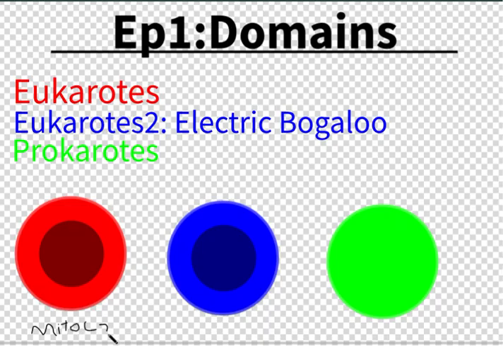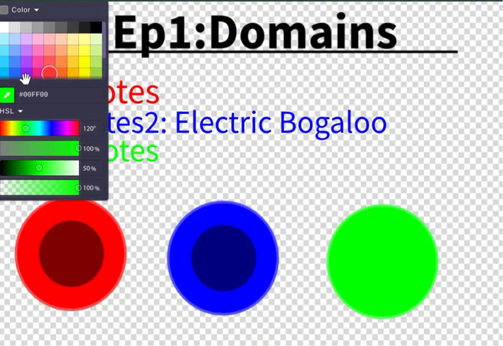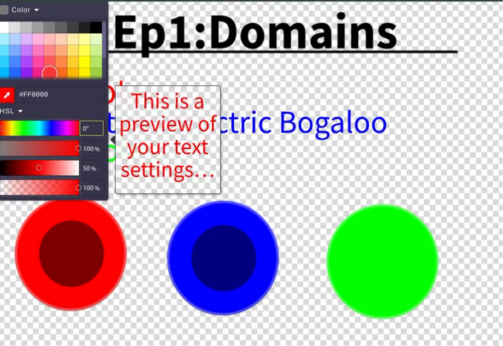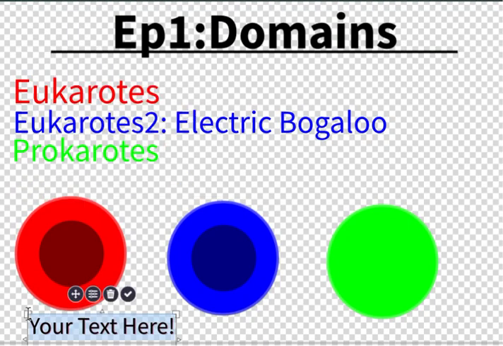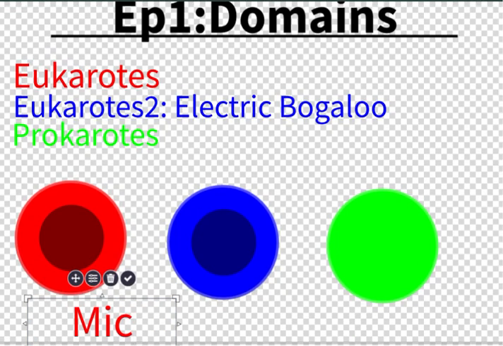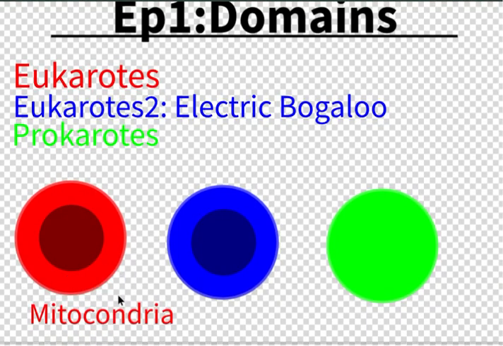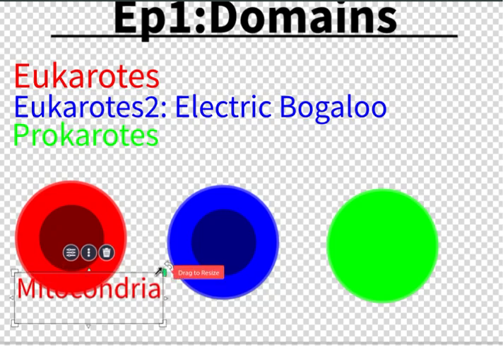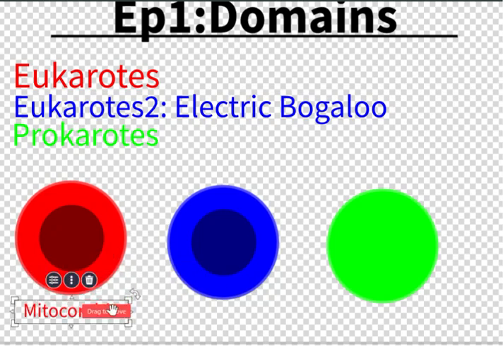mitochondria. I should stick to typing because that is ancient Egypt, ancient Egyptian hieroglyphs. The red, the eukaryotes will have a mitochondria. Boom, bop, boom, they have that, yep.